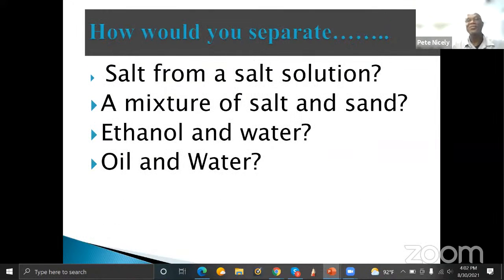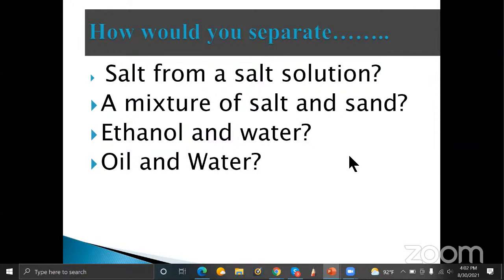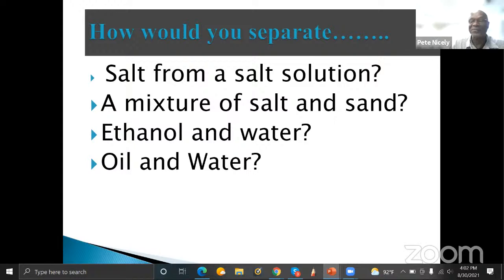Okay, so this is where we left off the last time. Can you all see my screen? Yes. Okay, good. As I recall, we answered the first three: how to separate salt from a salt solution, a mixture of salt and sand, and ethanol and water. So I told you to think about this last one and tell me what you would do in order to separate such a mixture of oil and water.